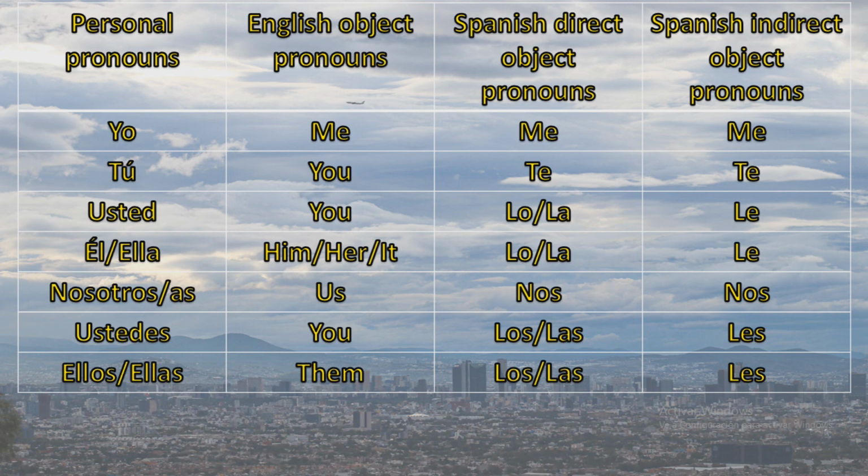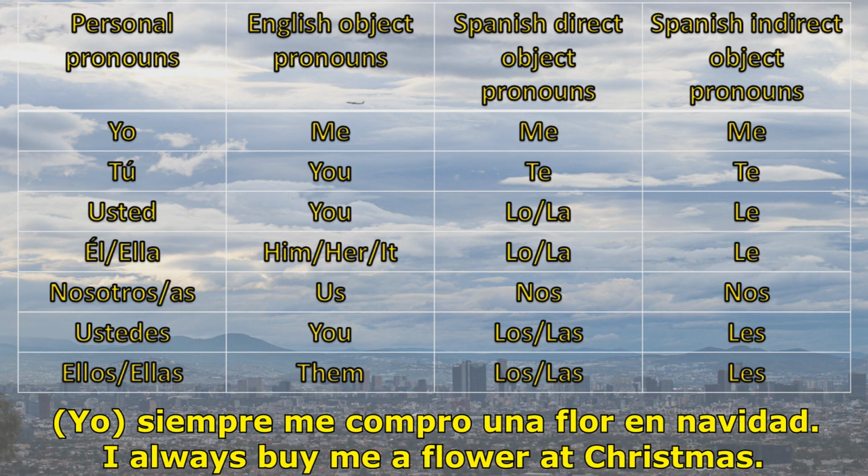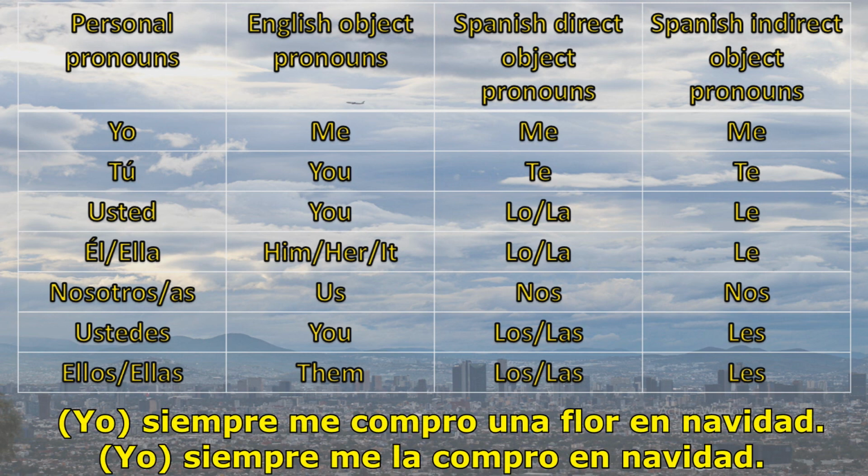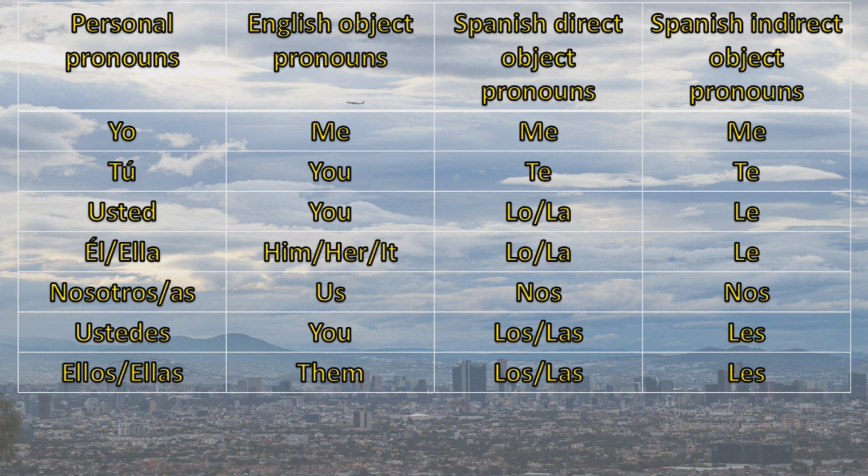If it would be, for example, yo siempre me compro una flor en Navidad, una flor is feminine, so I will choose the direct object pronoun la. So it would be, instead of yo siempre me lo compro en Navidad, I would say yo siempre me la compro en Navidad. Okay? And in this case, to whom is the present?